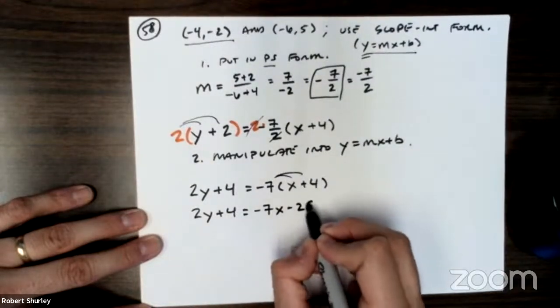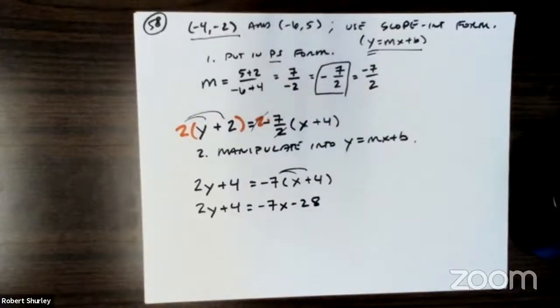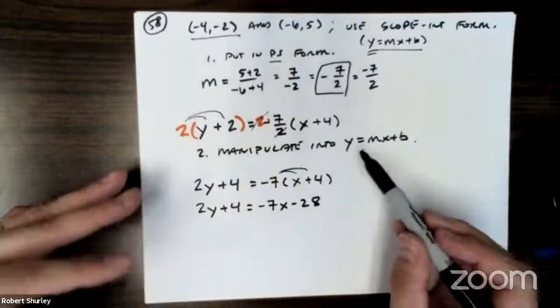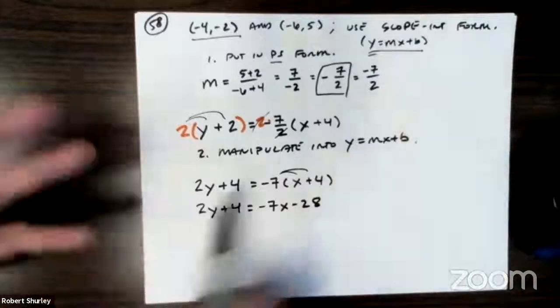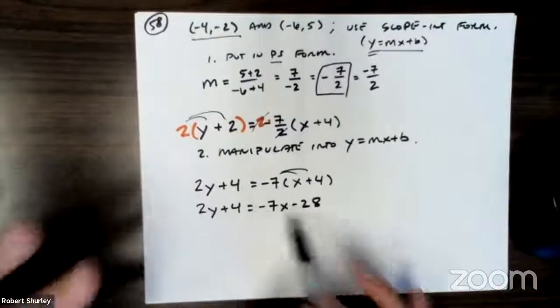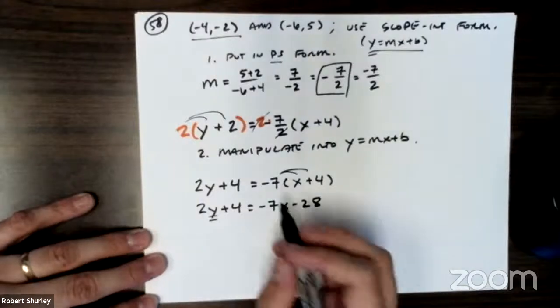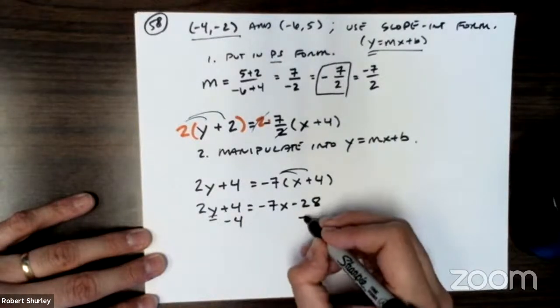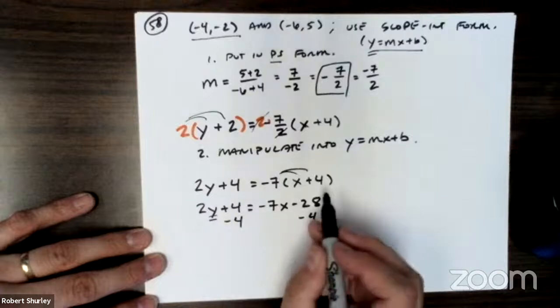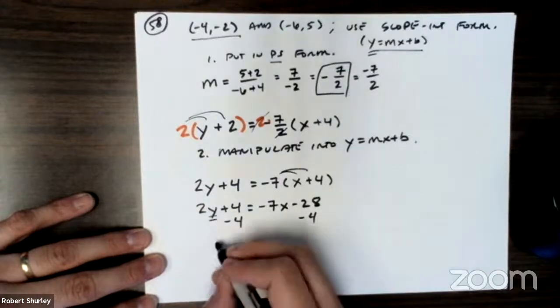Negative 7x minus 28, right? And now the goal for this one is to get y by itself. Remember, if it was standard form, we would move the x over and the number over, right? But for this one, we want to get this y by itself. So the first thing I'm going to do is subtract the 4 over. Remember, get the constants away and then divide the coefficients.